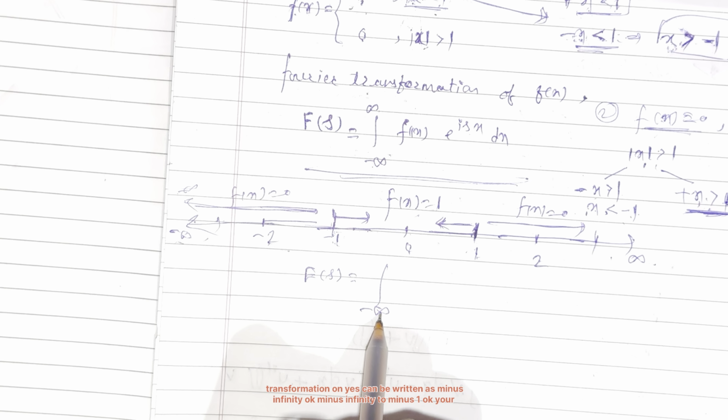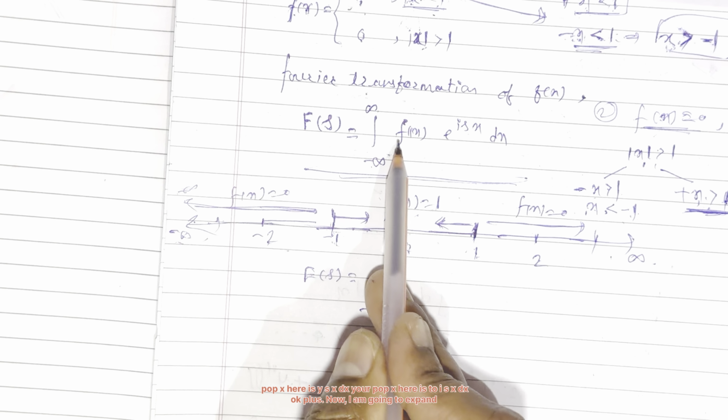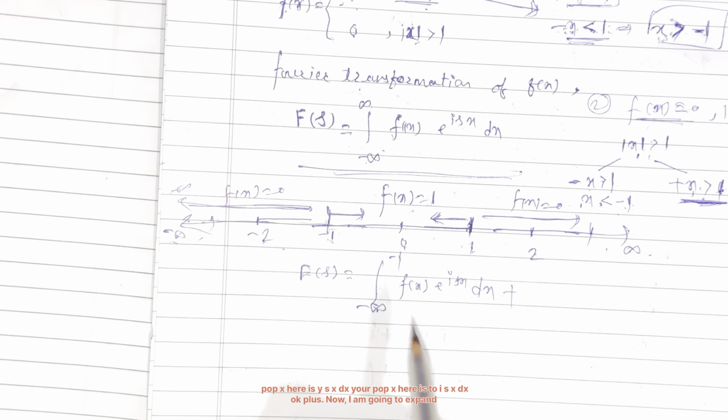So F of s, the Fourier transformation on s, can be written as the integral from minus infinity to minus 1 of f of x e raised to isx dx, plus. Now I'm going to expand the next interval, minus 1 to 1.